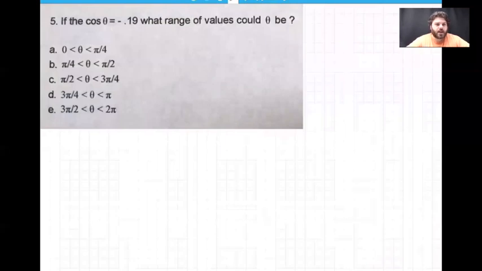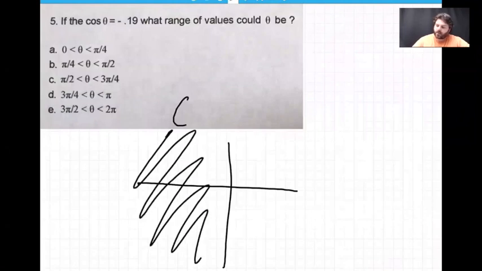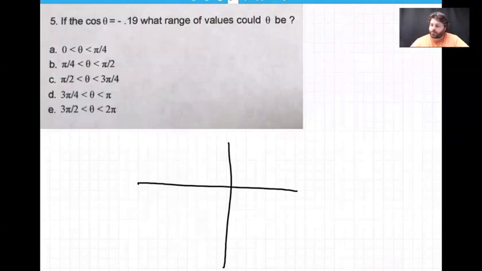All right, if the cosine of theta is negative 0.19, what range of values could theta be? Okay, so first of all, when is cosine negative? Remember, cosine is negative on the left side, because remember, we're talking about the cosine being the x-coordinate. So anywhere you graph on the left side, the x-coordinate is going to be negative. Okay, so that's something you have to be able to know.